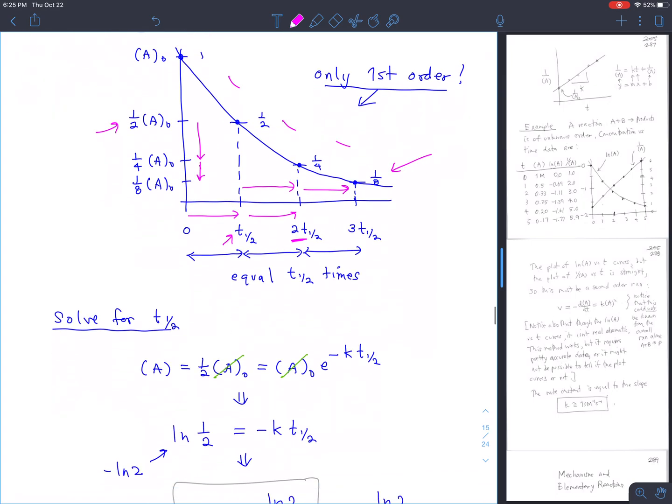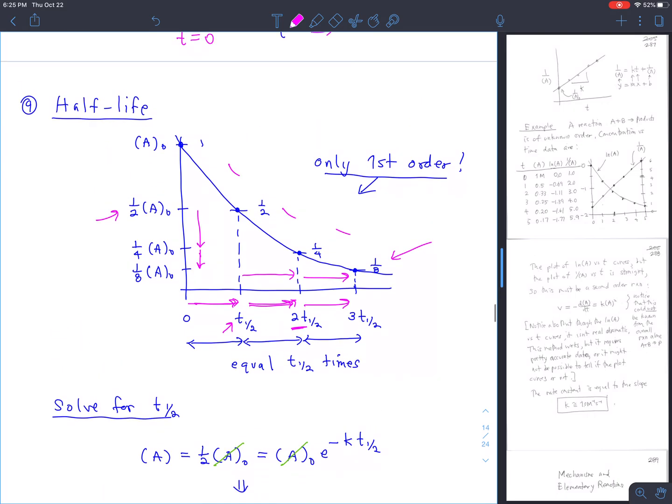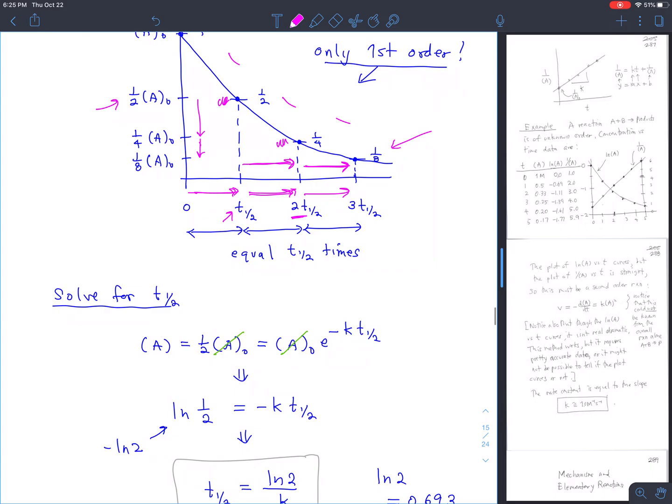The fact that all these half-lives are the same, that it doesn't matter that you started at this point with already only half the concentration that you started with, and you started at this point with only a quarter of the concentration, it still took just as long to drop by a factor of 2. That's a unique property of a first-order process, first-order reaction.